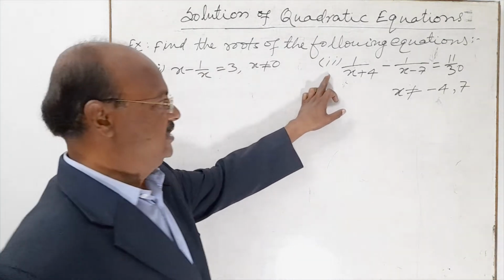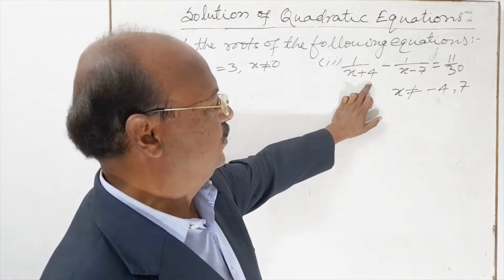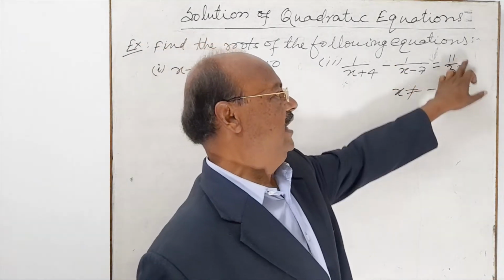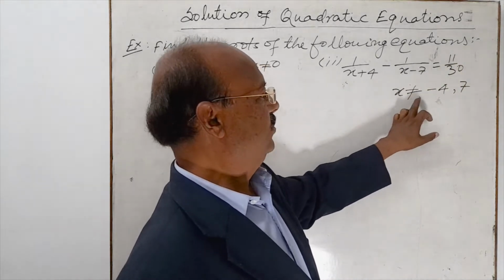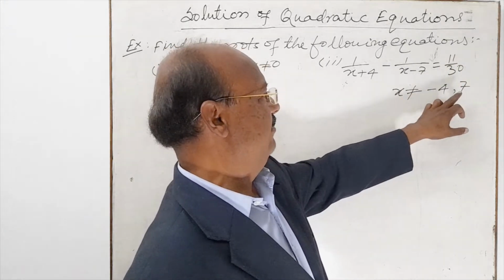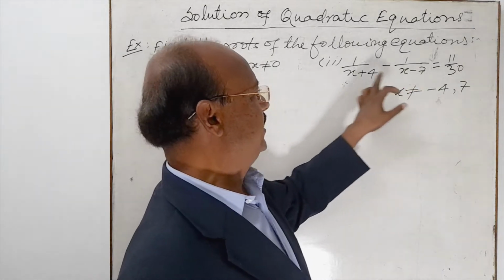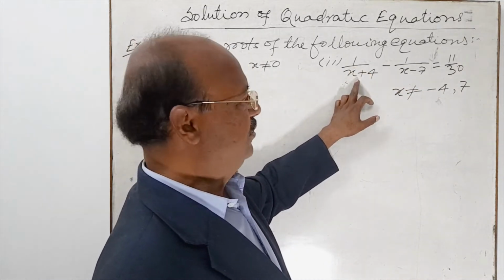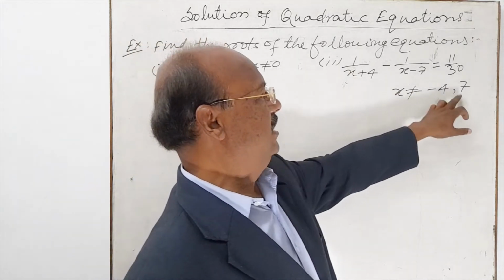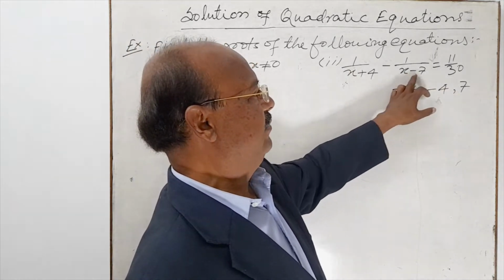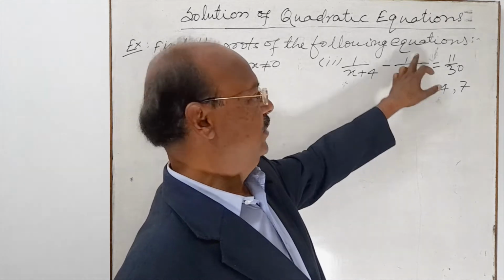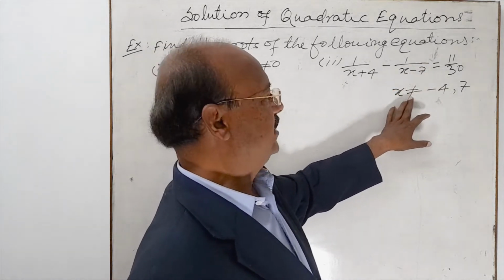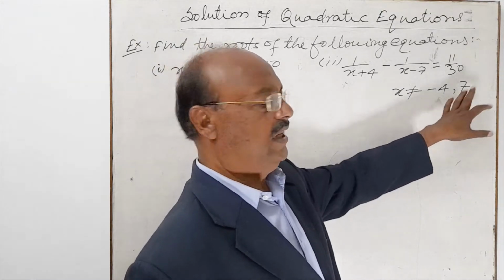That's why x should not be equal to 0. And the second question is 1 by x plus 4 minus 1 by x minus 7 is equal to 11 by 30. x should not be equal to minus 4 and 7, because if x is minus 4 then 1 by minus 4 plus 4 is 1 by 0, which is not defined, or if x is equal to 7 then 7 minus 7 becomes 0, so 1 by 0 is not defined. That's why the condition is given here, x should not be equal to minus 4 and 7.